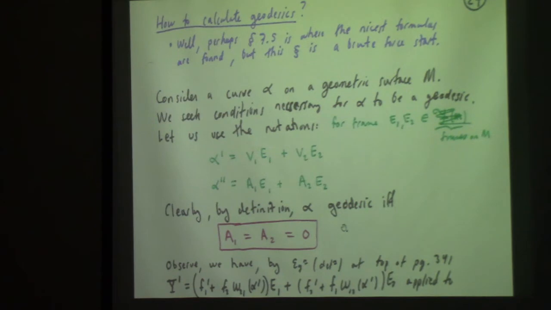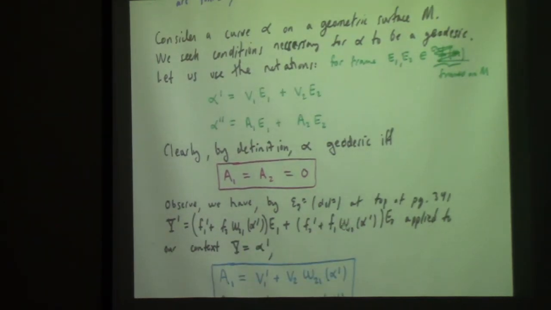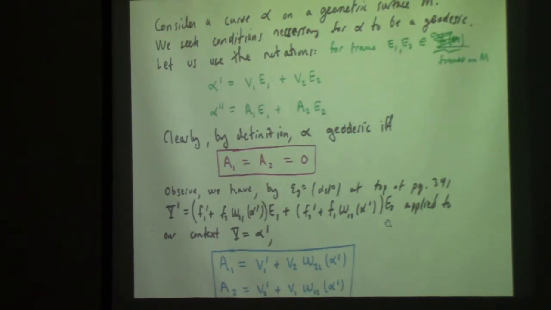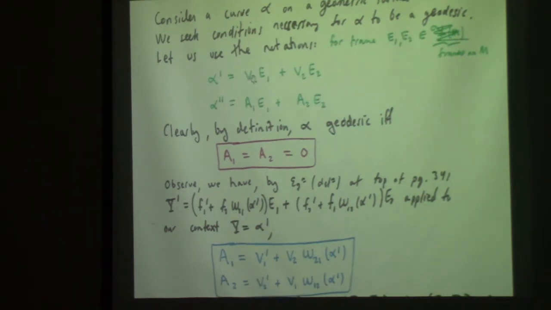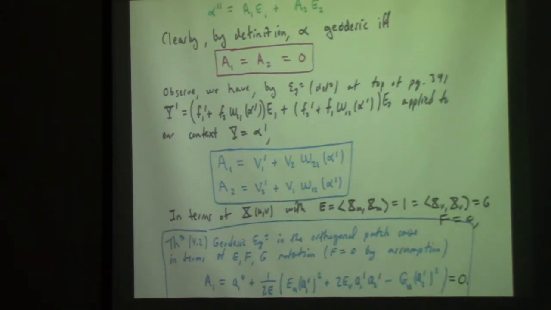But on the flip side, we could actually work through the definition of the covariant derivative of a vector field along a curve as given right here, as I wrote on the board today. And when you go through that, that means that a1 is what? It's v1 prime plus v2 omega 2 1 alpha prime, and a2 is v2 prime plus v1 omega 1 2 alpha prime. But those both have to be 0, which gives us a couple of equations.